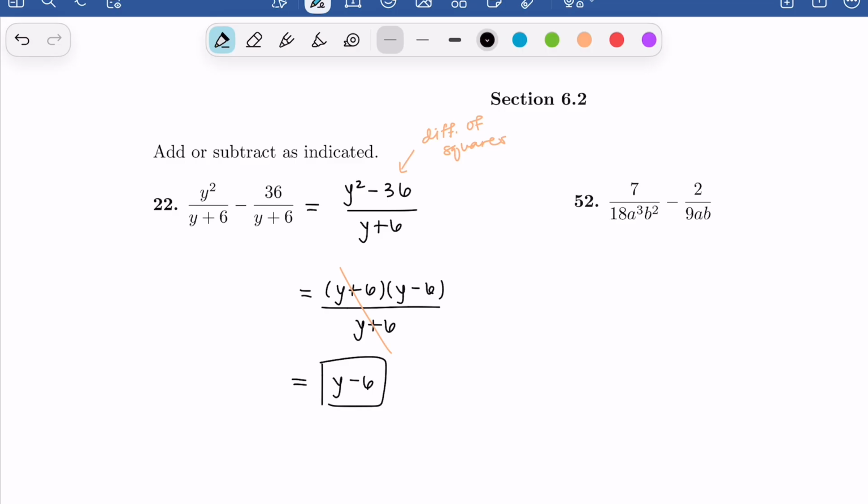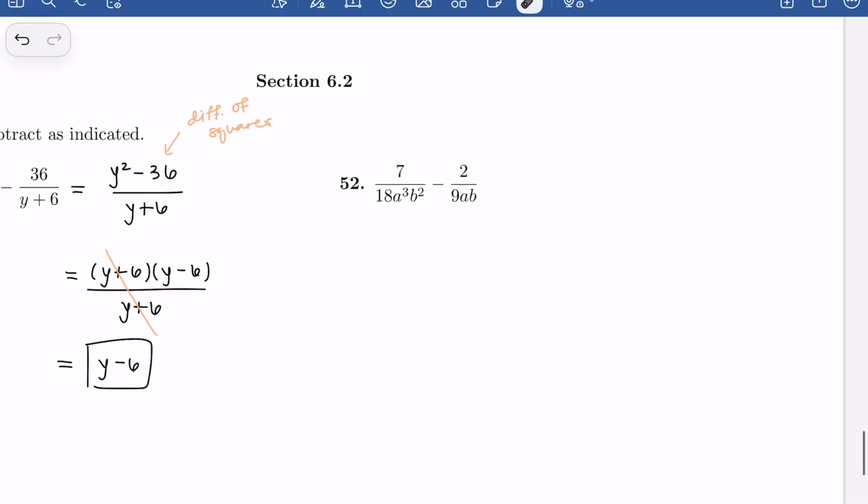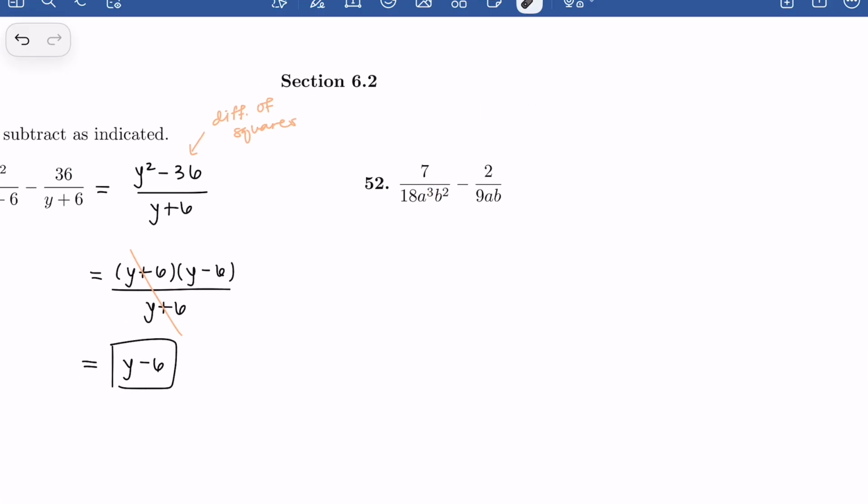All right, so that one wasn't too bad since we had a common denominator. But what about when we don't have a common denominator? If we look at this example here, we're subtracting these two rational expressions. This denominator is different from this one. So in order to subtract these guys, we need to get a common denominator. We can do so by multiplying one or both of these expressions by something that'll give us the LCD.